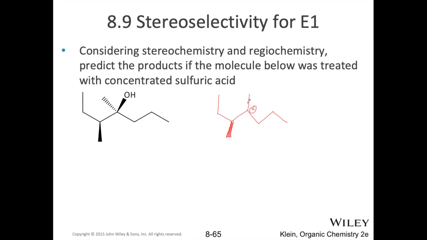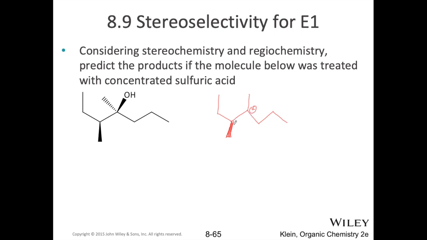Now, here's the thing. We are now going to have to pick which beta carbon. We've got three options for a beta carbon. Which one are we going to deprotonate? Well, we could deprotonate this one and form a double bond here, which would be di-substituted. We could deprotonate one of these two hydrogens, form a double bond here, and make a tri-substituted alkene.